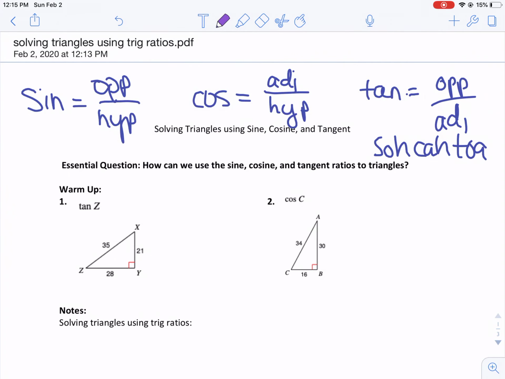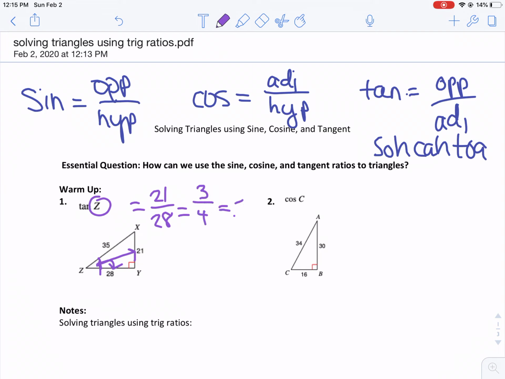So the first one just says find the tangent of z. So it tells us we're coming from angle z. We need to know that tangent is opposite over adjacent. So we're going to go to the opposite side, which is 21, over the adjacent side, which is 28. Reduce those if you can. So 21 and 28 are both reducible by 7. So I'll give you 3 over 4.